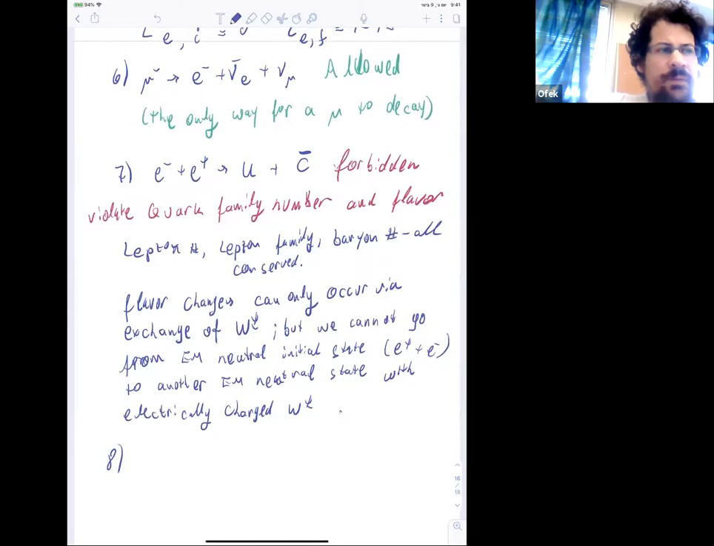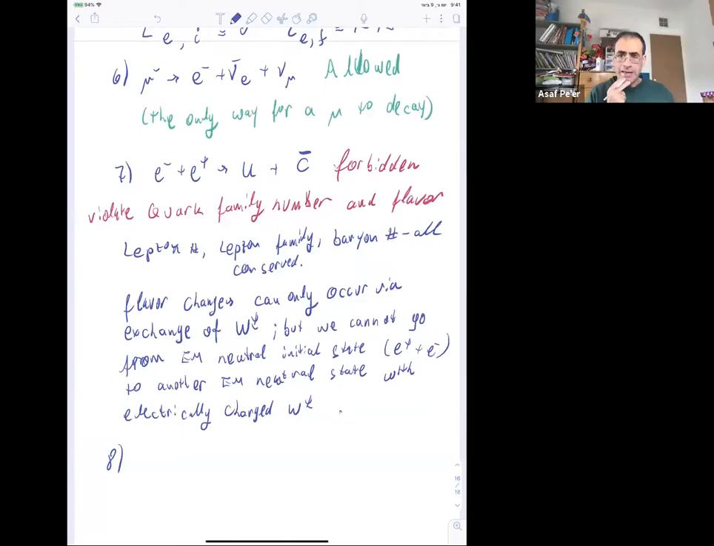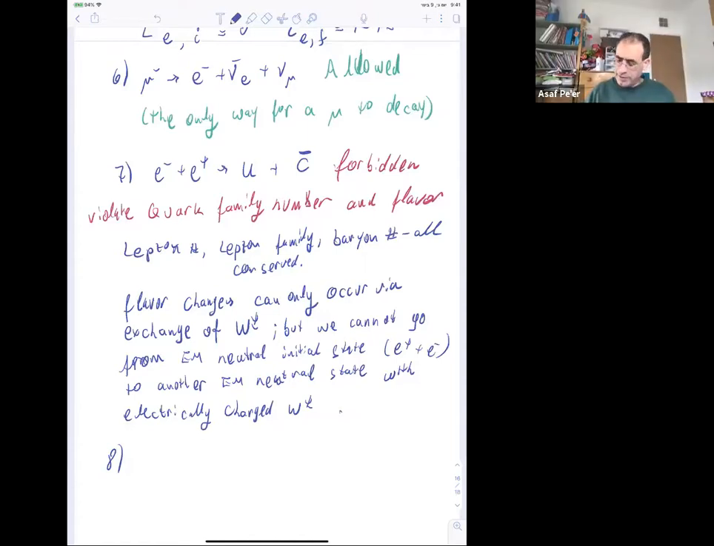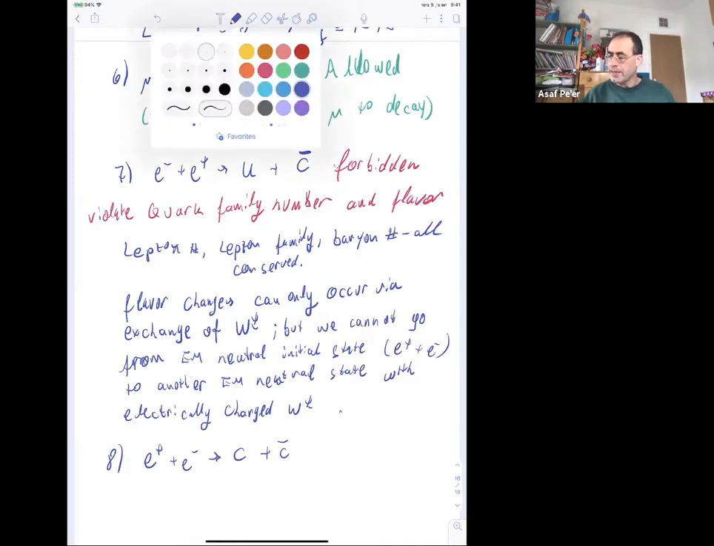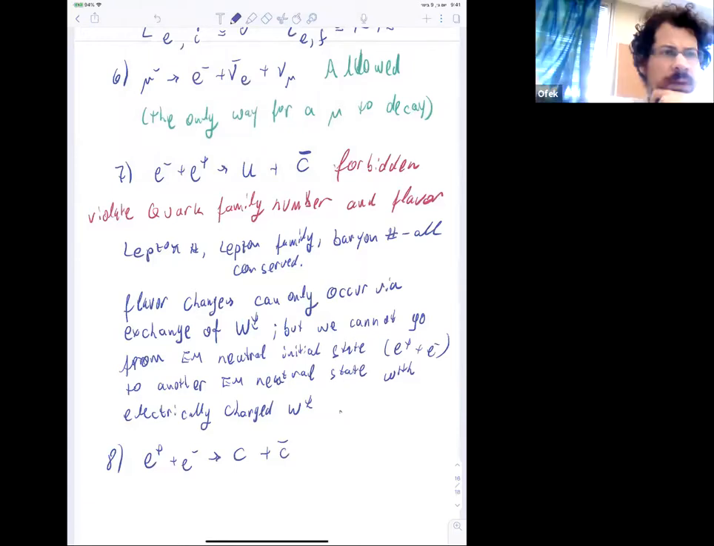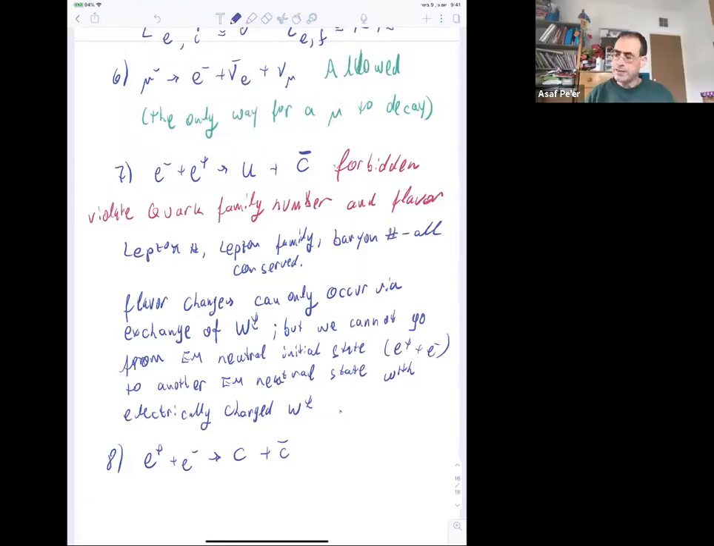Wait a second. If instead of an anti-charm, we put in an anti-top, that would have required two charged weak interactions? What do you mean? It will be exactly the same. It's the same twice. If you have an E plus, E minus goes into, let's say, a charm plus an anti-charm. What about that? Is that allowed? Yeah, that's fine. Yeah, this is allowed. That's right.